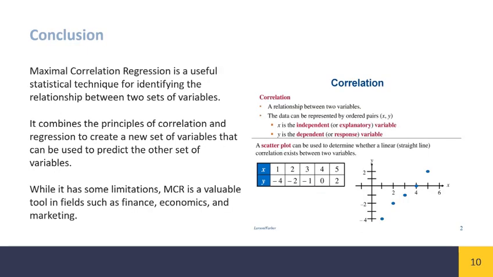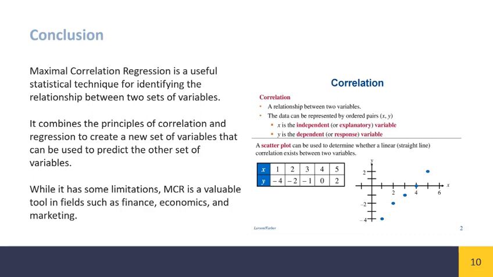And we come to the conclusion about maximal correlation regression. Maximal correlation regression is a useful statistical technique for identifying the relationship between two sets of variables. It combines the principles of correlation and regression to create a new set of variables that can be used to predict the other set of variables. While it has some limitations, maximal correlation regression is a valuable tool in fields such as finance, economics, and marketing.